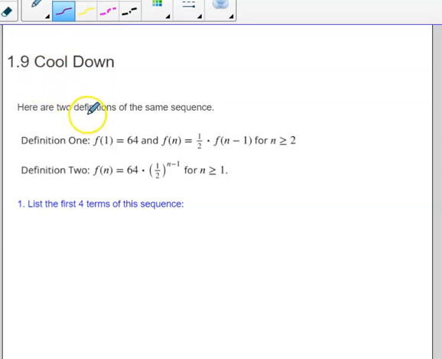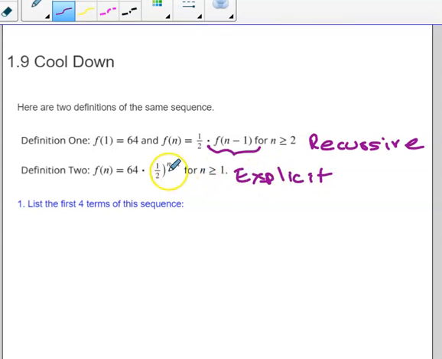Cooldown 1.9. Here are two definitions of the same sequence. The first definition, since we have an f of n minus 1, is considered recursive. And the second definition is considered explicit, or the nth term. The second definition does have an n minus 1 here, but in order for it to be recursive, it needs to be f parentheses n minus 1.